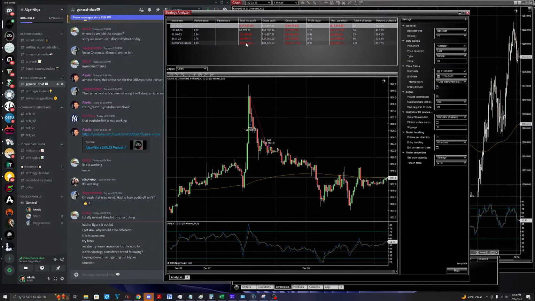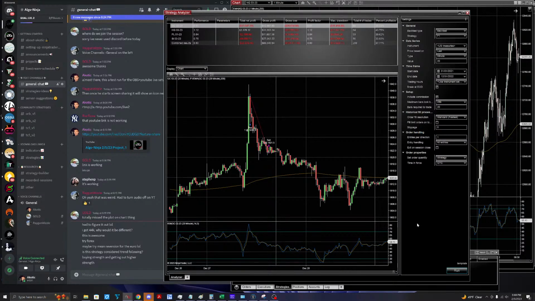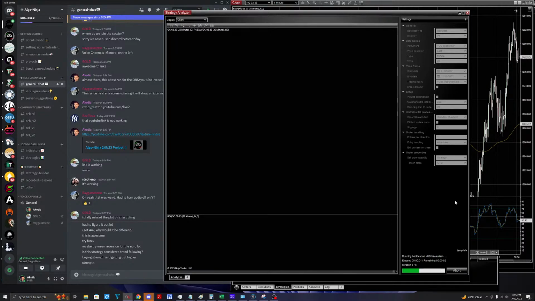So metals does terrible, right in line with Forex. That tells us that maybe Forex and metals are better for mean reversion. Whereas cattle likes to trend a little bit more, likes to have those momentum moves. What else we got? We got the treasuries. Let's see how treasuries work real quick.